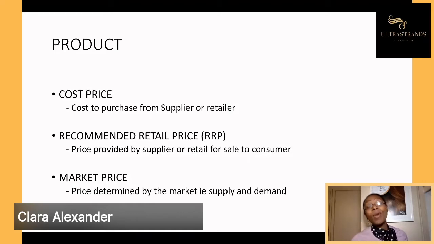The other thing is the market price. Now, the market price is pretty much based on supply and demand. So the market price is determined by the market. It's not what the manufacturers necessarily said, and it's also not what the retailers or suppliers or even you would say. It's basically due to supply and demand. So the more supply of a product, the lower the price will be. The more demand of a product, the higher the price will be, especially if supply is lower than demand.